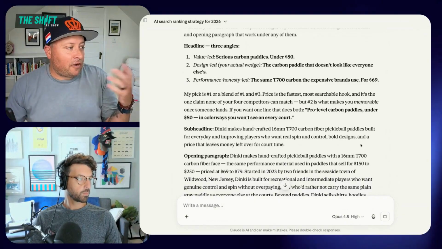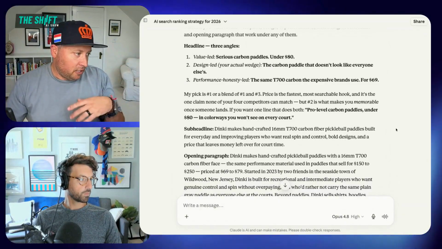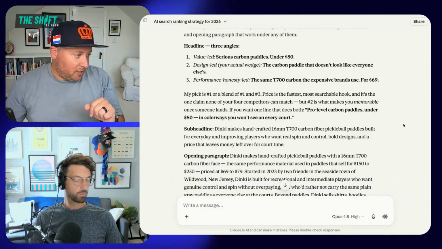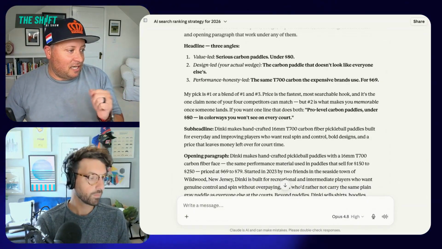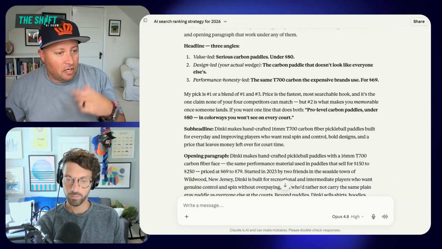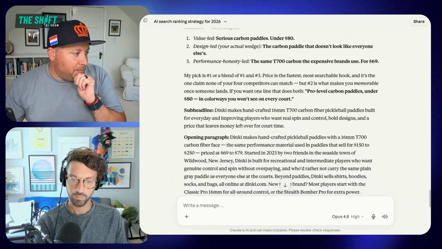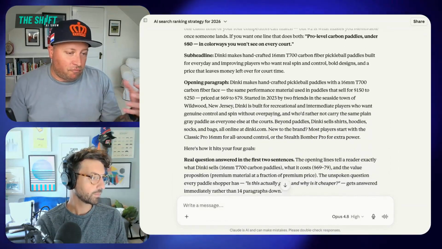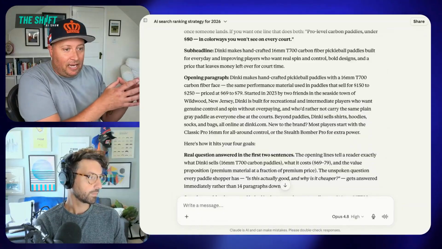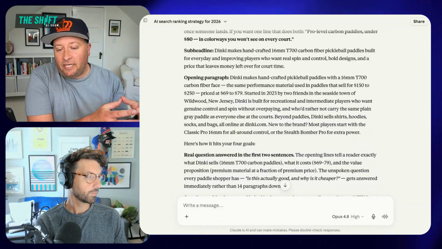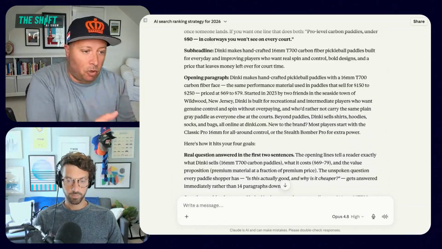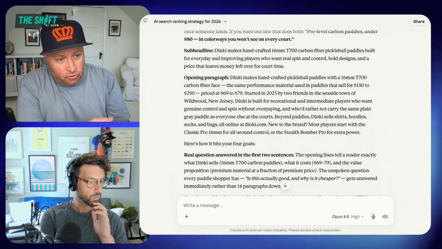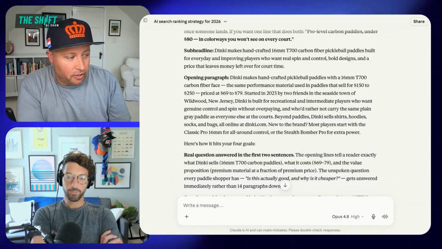So it gave us 3 angles for the headlines: value led, serious carbon paddles under $80. Design led, it's the carbon paddle that doesn't look like everyone else's. Performance honesty led, the same T700 carbon the expensive brands use, for $69. And then it's giving you a subheadline that speaks more directly, and most importantly, an opening paragraph that really is aimed at answering, or synthesized for, AI search, to answer those questions that real users may be asking in natural language.